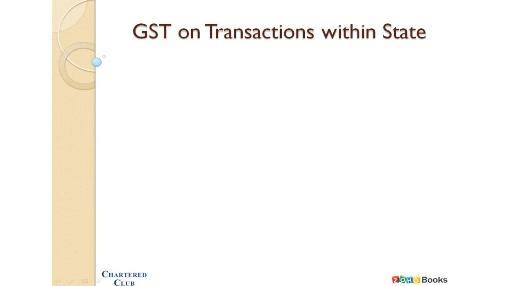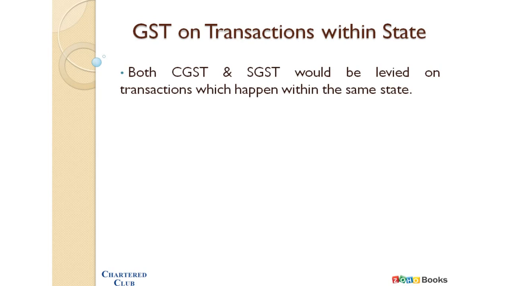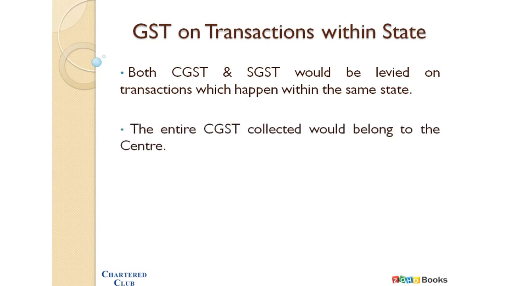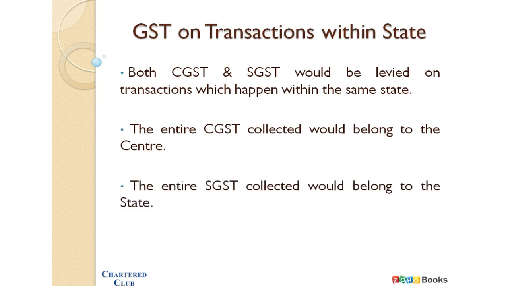So on transactions within the state, when a good is being sold within the state, both CGST as well as SGST would be levied on the transactions which happen within the same state. The entire CGST collected would belong to the center, and the entire SGST collected would belong to the state. So on all transactions within the state, both the CGST as well as the SGST would be levied. CGST would belong to the center and SGST would belong to the state. So in this case, the tax would be CGST plus SGST.